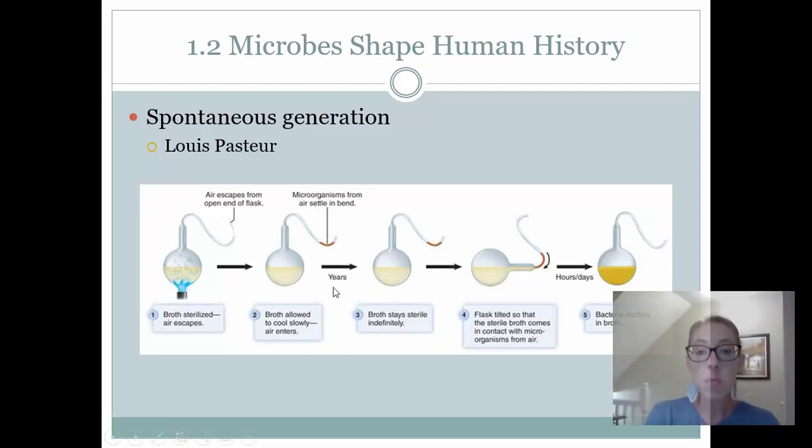So this broth stays sterile for years. He had some of these sitting up on shelves in his lab for years, and as long as you didn't tip them over, none of those microbes ever reached the broth, so it remained sterile. You could still show, though, that the broth was capable of supporting growth by tipping it, introducing those microbes that were in the bend of that glass tube, and then we would see growth very, very quickly. So Louis Pasteur's swan neck flask helped to further push us toward this idea that spontaneous generation is not how things work.